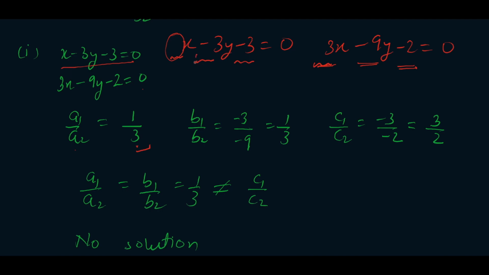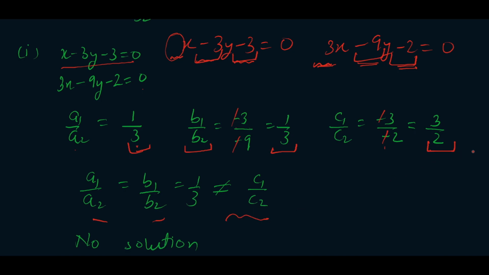Now b1 by b2 is minus 3 divided by minus 9. This minus sign will cancel out and it will give us the ratio 1 by 3. Now let us see c1 by c2. Here c1 is minus 3, c2 is minus 2. So minus 3 by minus 2, this minus will cancel out. We get here 3 by 2. So a1 by a2, which is 1 by 3, is equals to b1 by b2, which is also 1 by 3. But the ratio of c1 by c2 is 3 by 2 and it is not equals to either of those. Hence we get the condition of no solution.